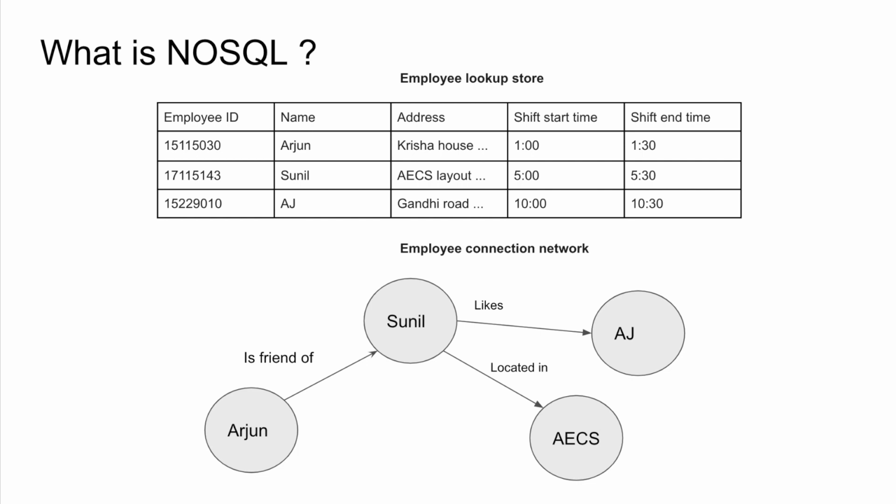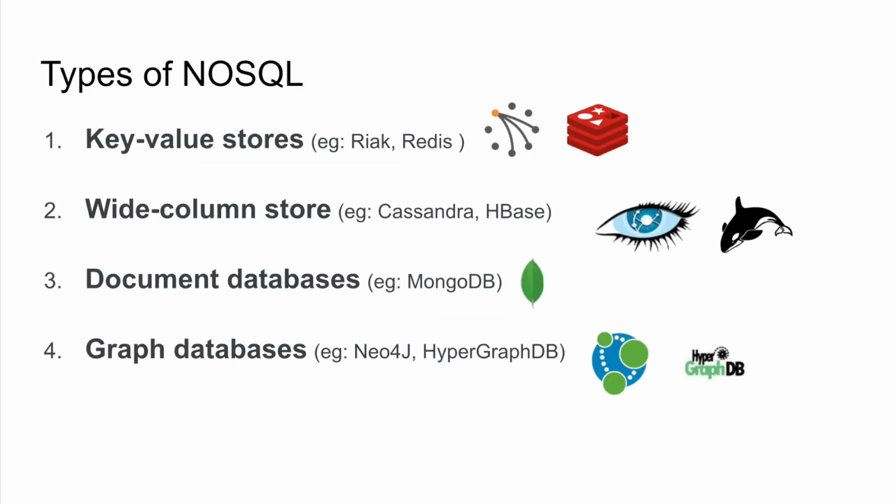NoSQL stands for non-SQL. NoSQL databases are databases that store data in a format other than relational tables. It could be lookup stores like this, or even a graph network like this employee connection network here. Typically, there are four types of NoSQL databases. First, we have key value stores, which are the simplest ones. Every item in this kind of database is stored as an attribute name or a key together with its value. Examples of such data stores are Riak and Redis.